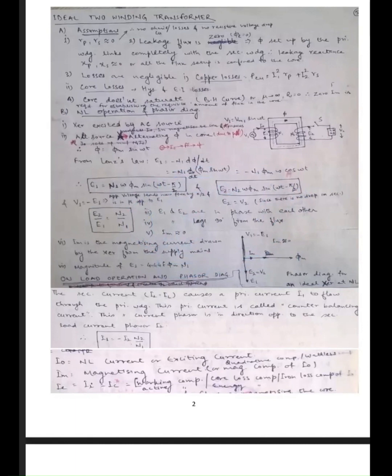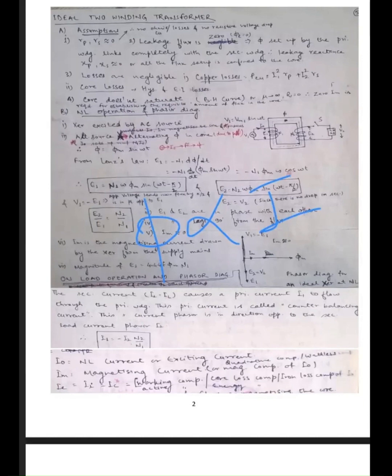Okay, so where does this leakage flux come from? We know the formula of the flux: phi is directly proportional to current.